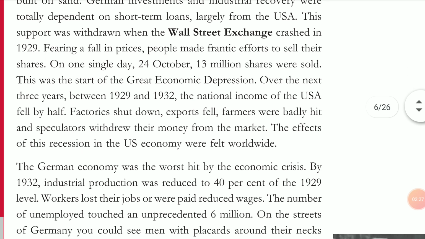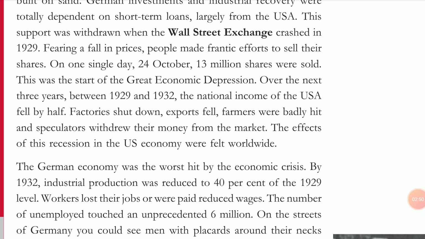Fearing a fall in price, people made frantic efforts to sell their shares. So what happens? People felt that since the Wall Street Exchange had failed, a big economic depression would come, and out of this fear, what did people start doing? They started selling their shares. It was the start of the Great Economic Depression.